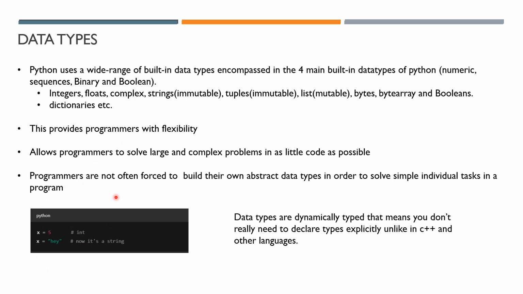So basically, this is just an example showing us how data types in Python can be dynamically typed, which means you don't really have to declare the type. So you could just put x equals 5, and during runtime it knows that that is an integer. And then if you put x equals hey, it basically knows already that that is a string. You don't really have to specify.